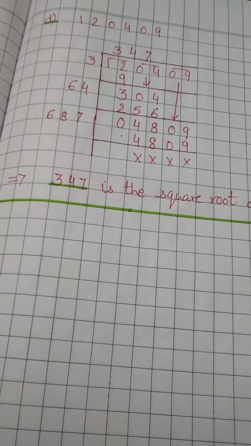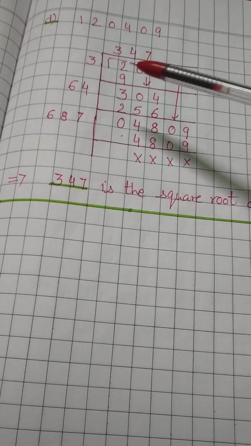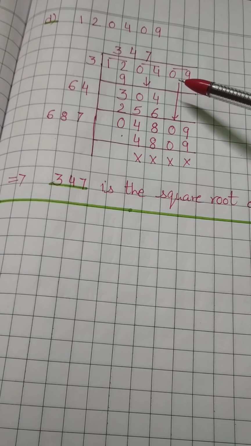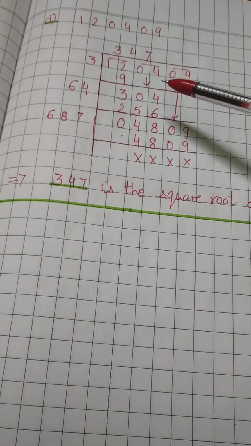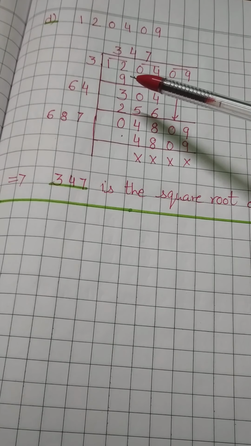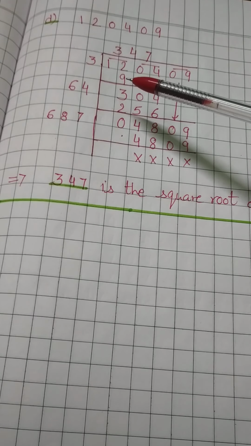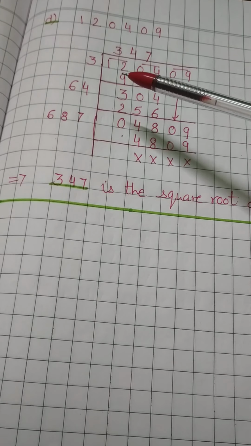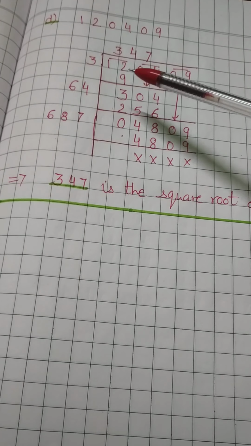Next number is C, 120409. So again we will just write the number neatly and make pairs from the right hand side. So there are 3 pairs. So we will go for 12. 12 is not a perfect square. So we will go for the lower one, 3 3s are 9. If we write 4 4s are 16, it will be greater. So we will not go for it. We will go for 3 3s are 9.